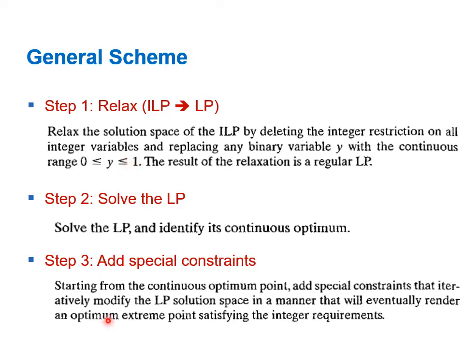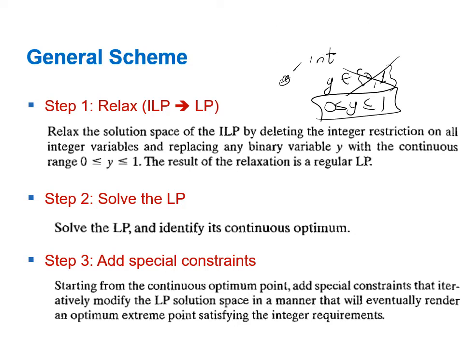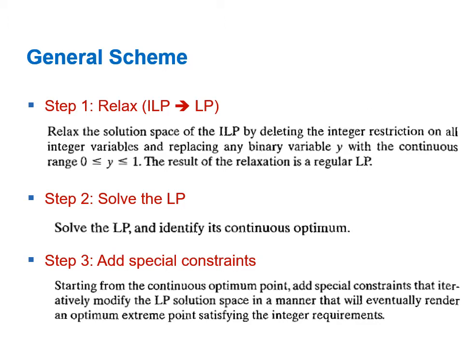So if it's a general integer, for example, x_i greater than or equal to 0 and an integer, it means that this x can take values of 1, 2, 3, and so on. We just remove this integrality restriction, so it can take any real value. If we have a binary decision variable, then we remove this and replace it by this condition. And in both replacements, we obtain a linear programming formulation. Okay, this is the first step.